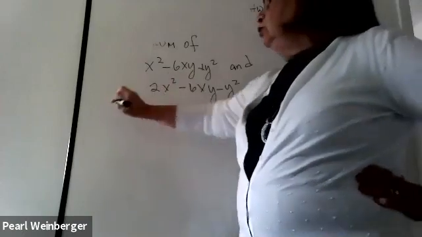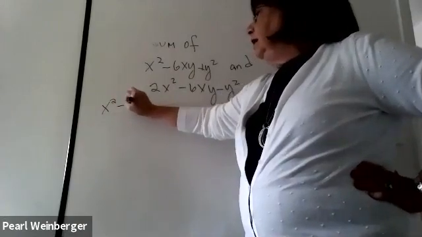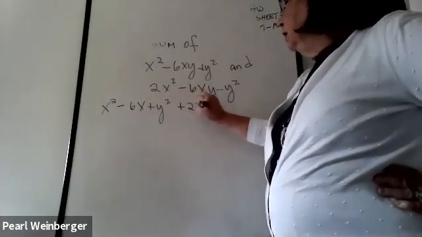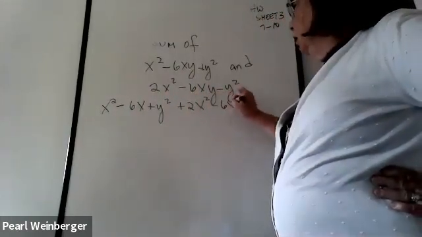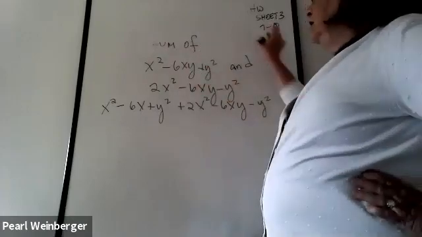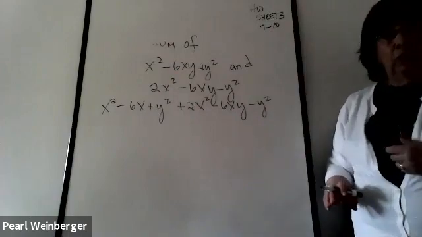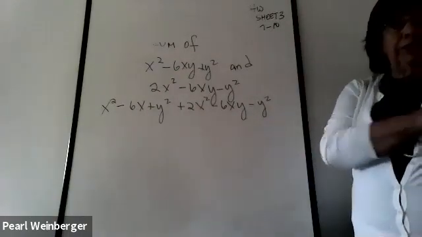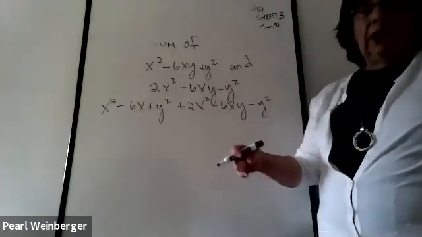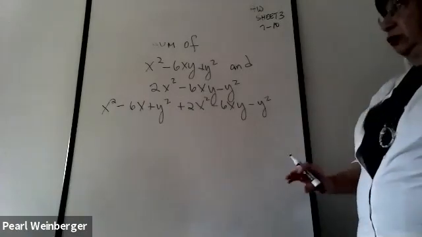Now, what I usually do when I'm adding is I just put them all in a row together. x squared minus 6xy plus y squared plus 2x squared minus 6xy minus y squared. Even though it says find the sum of, you really have a total of 6 terms, and you want to collect the like terms, add them or subtract them depending on whether it says plus or minus, so that you can simplify your expression as much as you can.